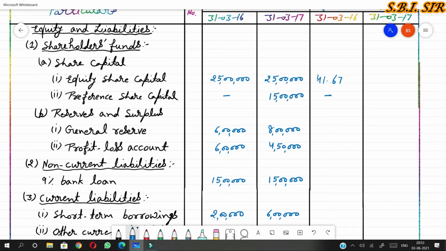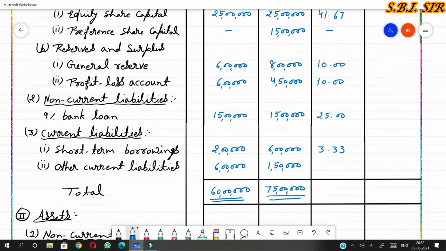6 lakh divide by 60 lakh multiply by 100, then we will get 10 percentage. 6 lakh divide by 60 lakh multiply by 100, here also we will get 10 percentage. 15 lakh divide by 60 lakh multiply by 100, then we will get 25 percentage. 2 lakh divide by 60 lakh multiply by 100, then we will get 3.33 percentage. 6 lakh divide by 60 lakh multiply by 100, then we will get 10 percentage.